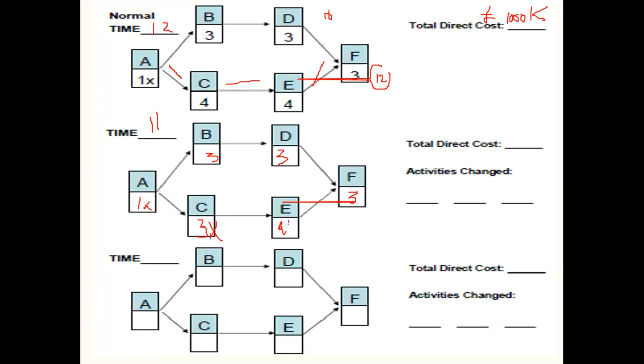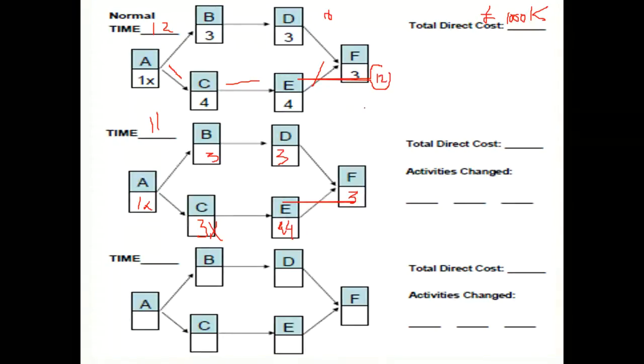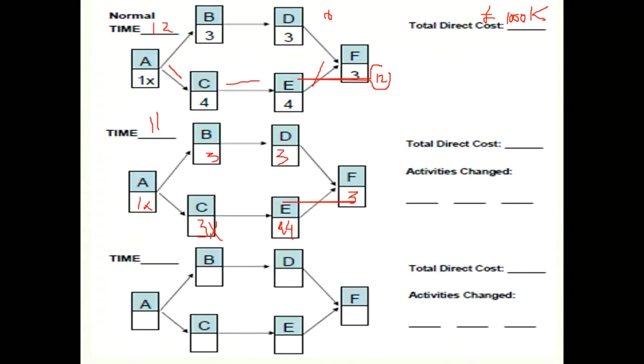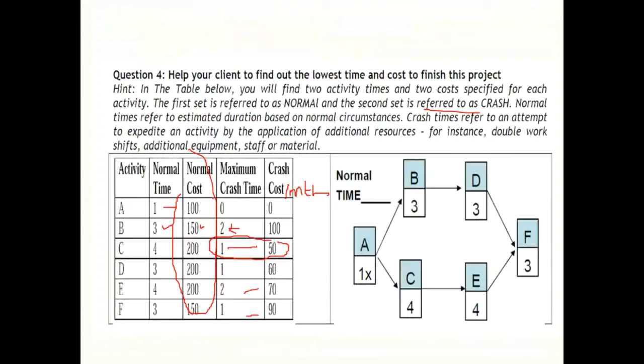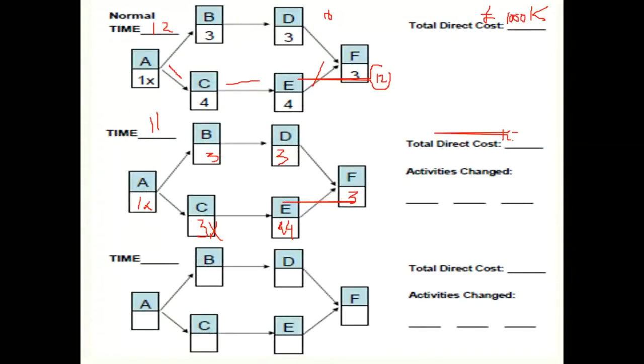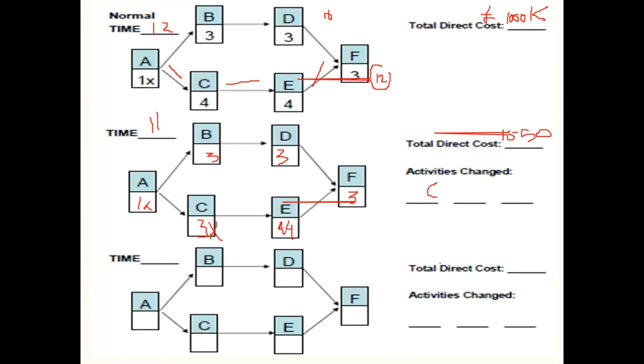Sorry, E should be 4. So by crashing activity C, we have added an extra cost of 50,000. So the new direct cost of our project is now 1050, and the activity changed has been C.